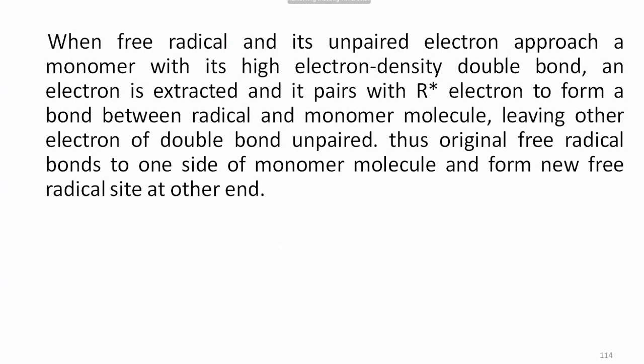When a free radical and its unpaired electron approach a monomer with its high electron density double bond, an electron is extracted and it pairs with the free radical electron to form a bond between radical and monomer molecule, leaving the other electron of the double bond unpaired. Thus, the original free radical bonds to one side of the monomer molecule and forms a new free radical site at the other end. So, if you have understood addition polymerization reaction, you can easily grasp this. Okay.